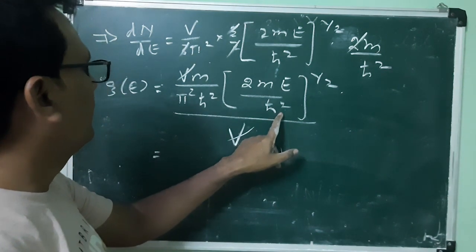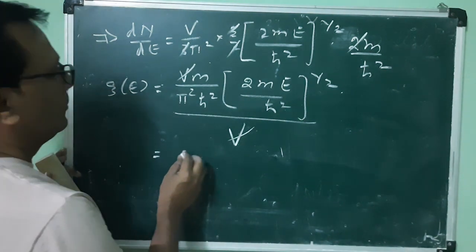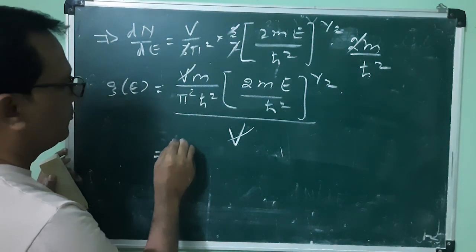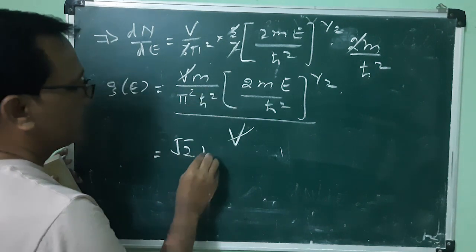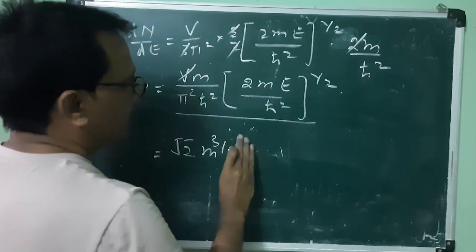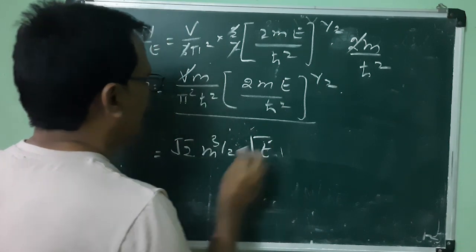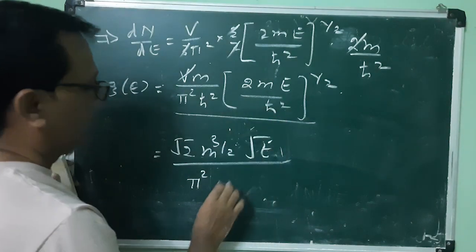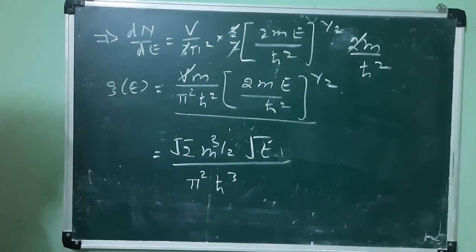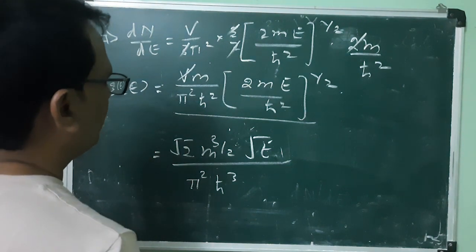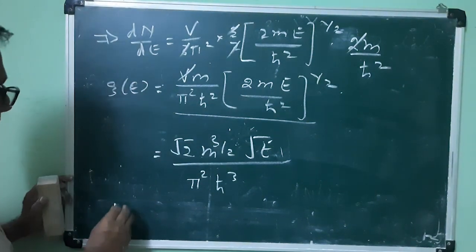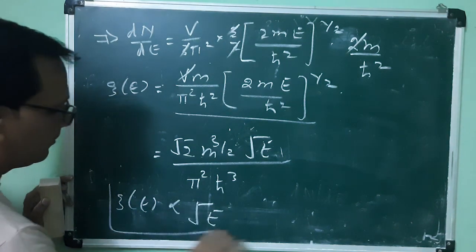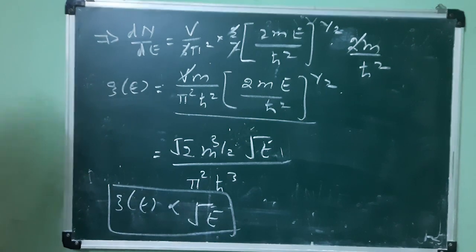There is one ħ here, so one can generalize this relation as a constant: root of 2, m to the 3/2, and root of E by π square, and this is ħ cube, or ħ square to the 3/2, one can write. So one can say this is just proportional to the square root of energy.